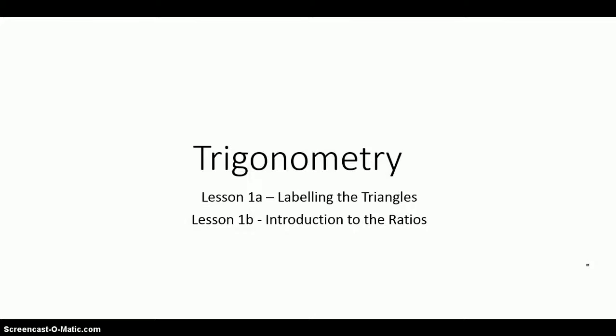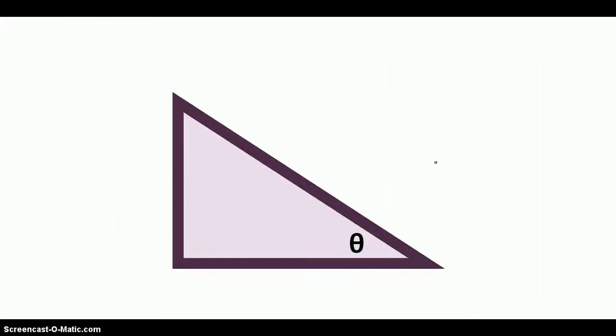Hello, this is a video series on trigonometry. This video is just an introduction and it will be broken up into two parts. The first part will be how to label a triangle, and the second part will be an introduction to the trigonometric ratios. So if we look at our first question, it's going to be how do we label the triangles?